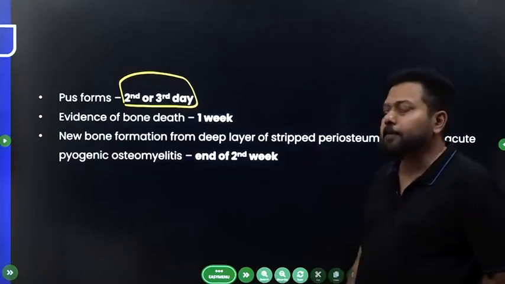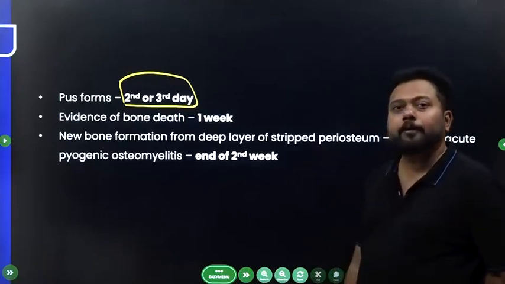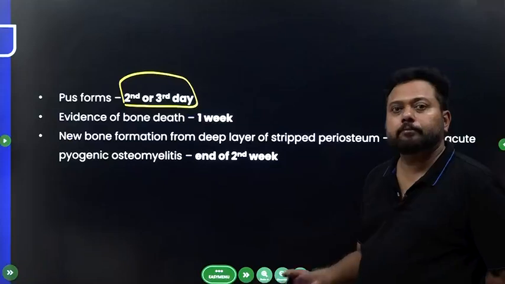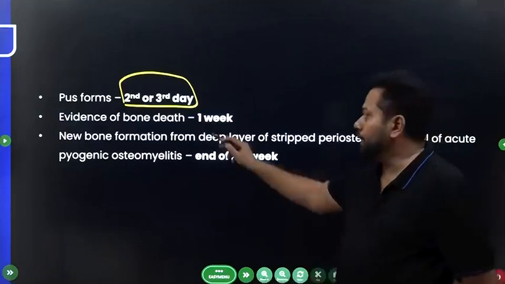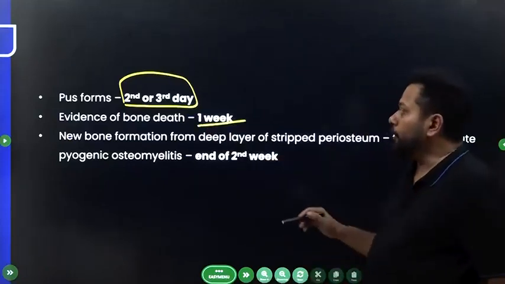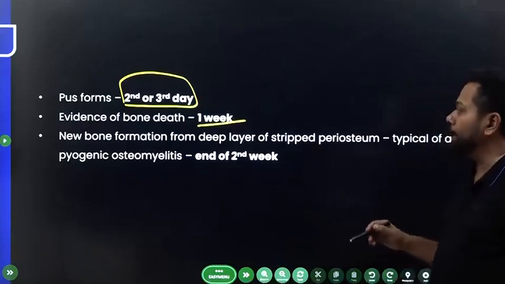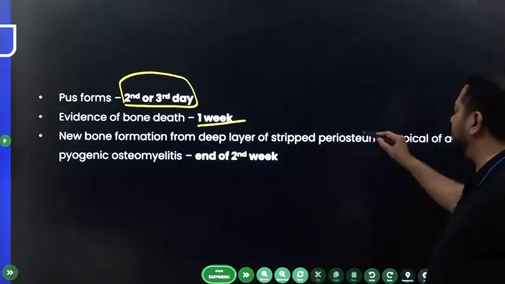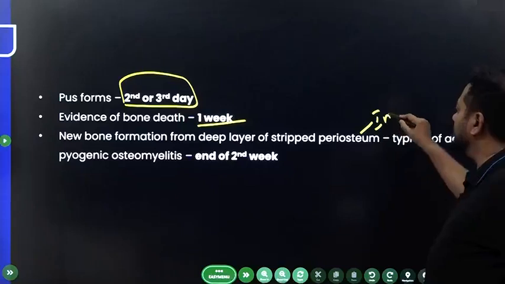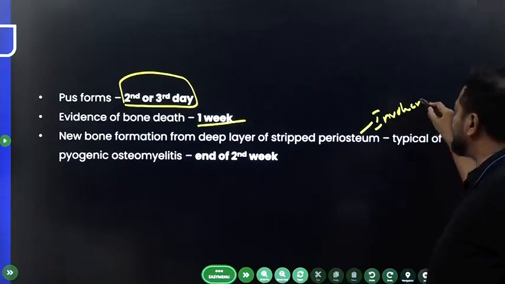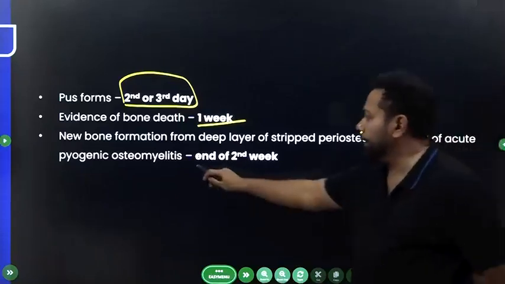Okay. Evidence of bone death, which means sequestrum, dead bone, appears at the end of the first week. New bone formation from the deep layers of the stripped periosteum is called involucrum. That is seen at the end of the second week.